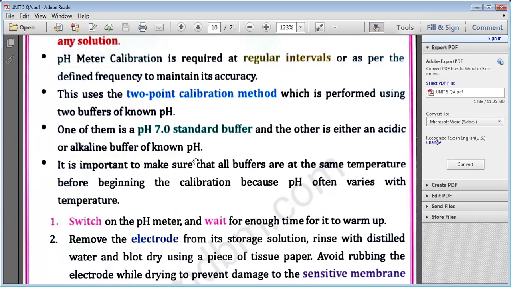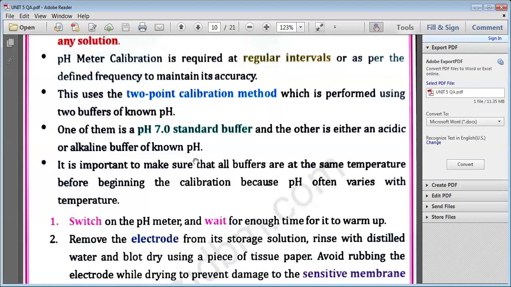One of the standard pH buffers is pH 7.0 and the other is either an acidic or alkaline buffer of a known pH. From where are we going to purchase these standard buffer solutions, and how does the calibration have to be performed using all these standard buffers? Usually in the manufacturing units, utmost care will be taken for the process of calibration of the pH meter.